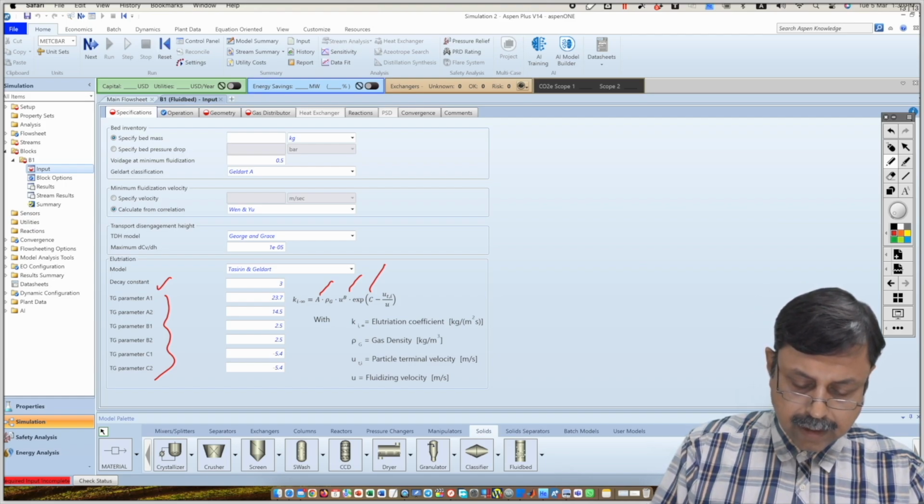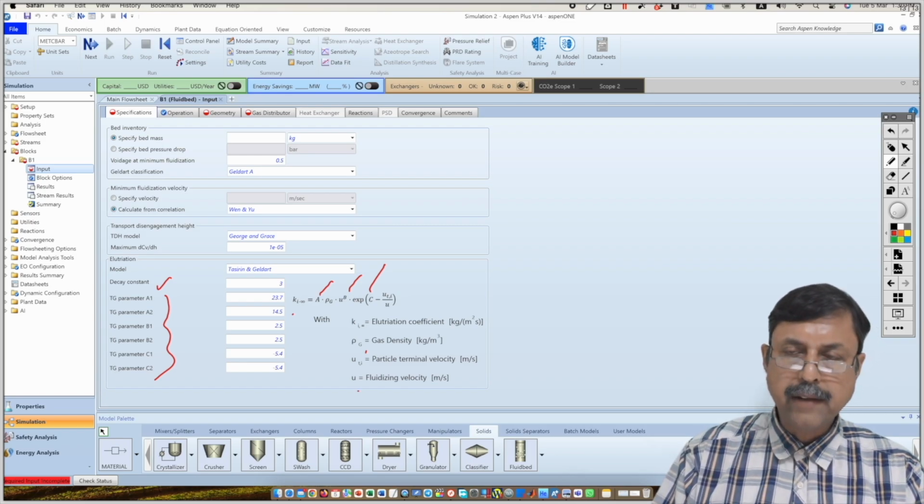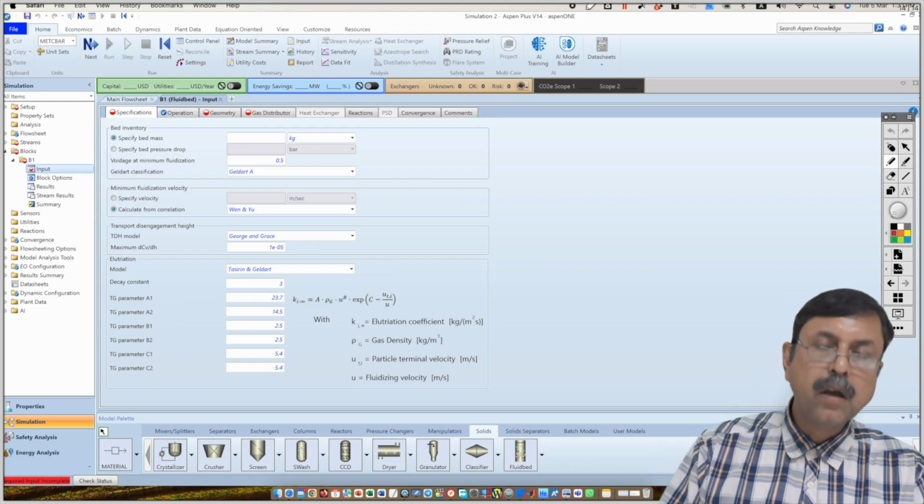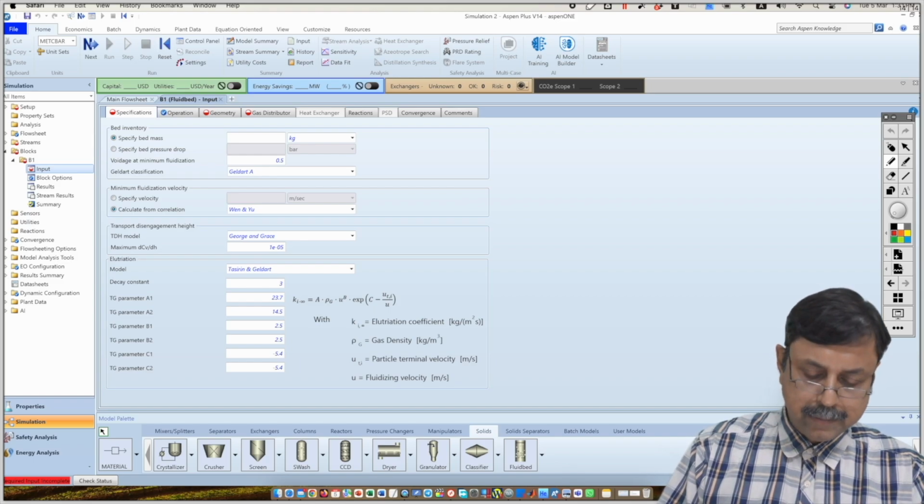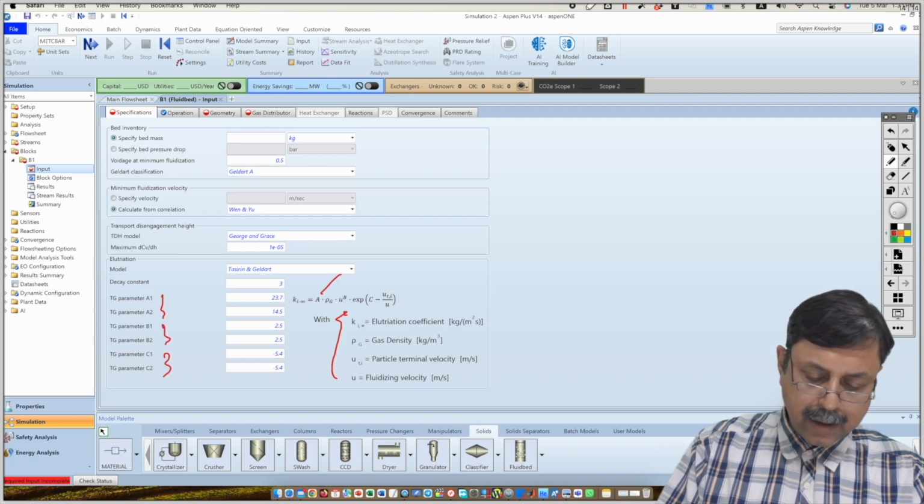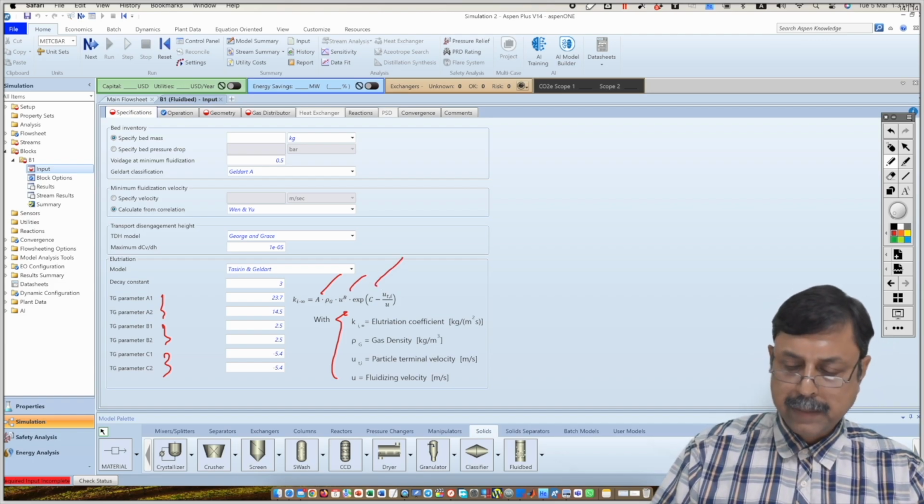Other things are given. The elutriation coefficient is this one, gas density is rho g, particle terminal velocity is UTI, and U is the fluidizing velocity. So these are the things that will be automatically taken by Aspen Plus. They will be given over there. But what about this A1, A2, B1, B2 and C1, C2? We have only A, B and C, right? For that, let us go to the Aspen help file.